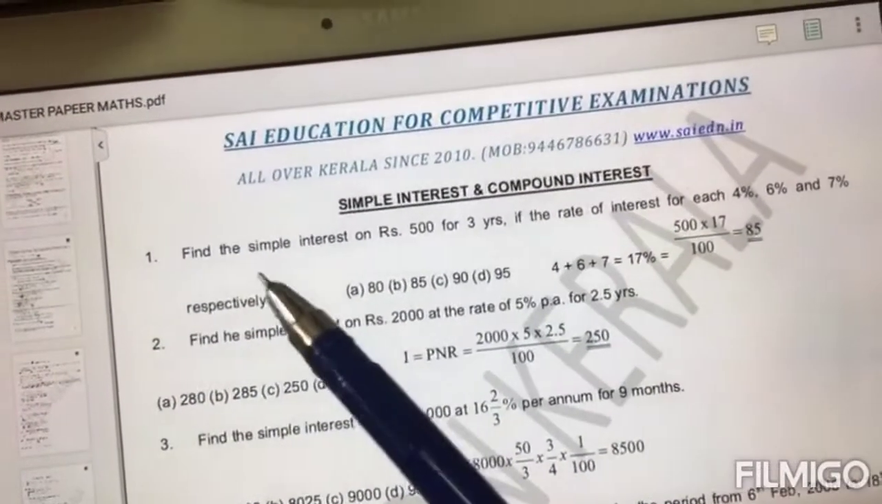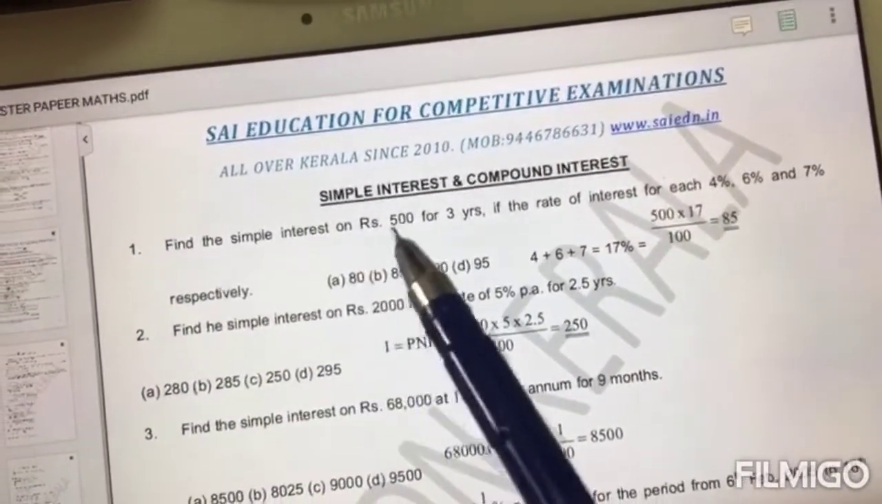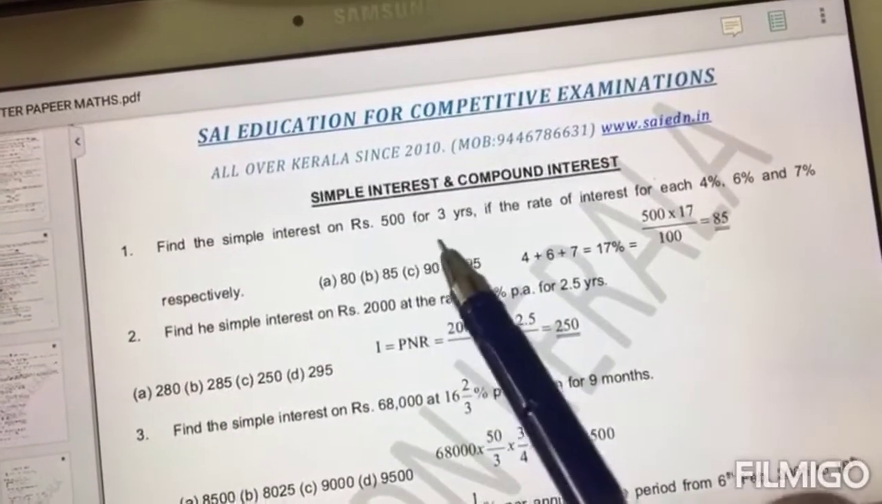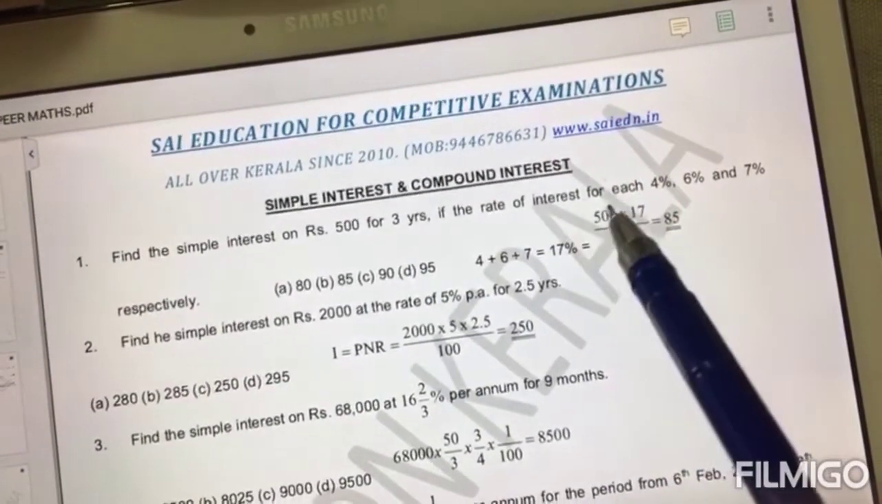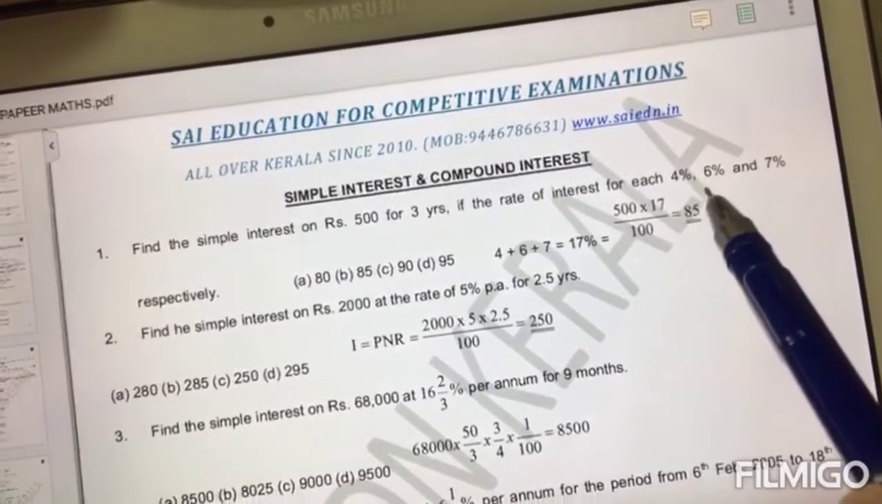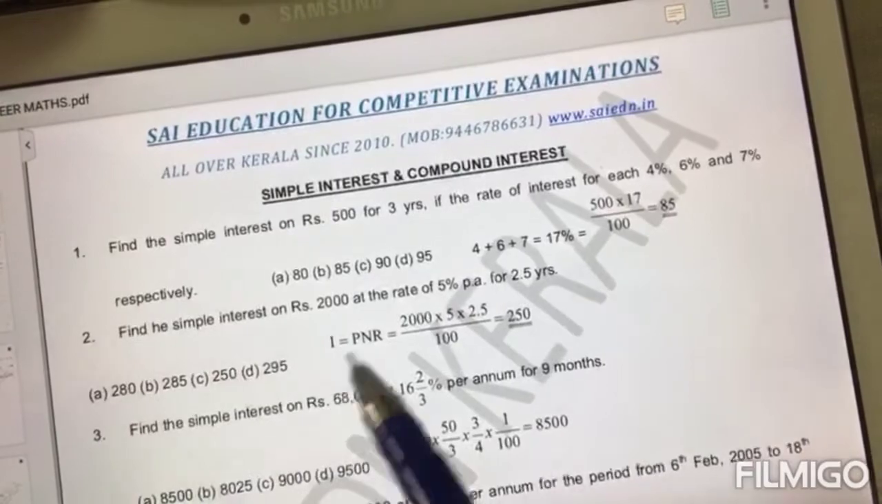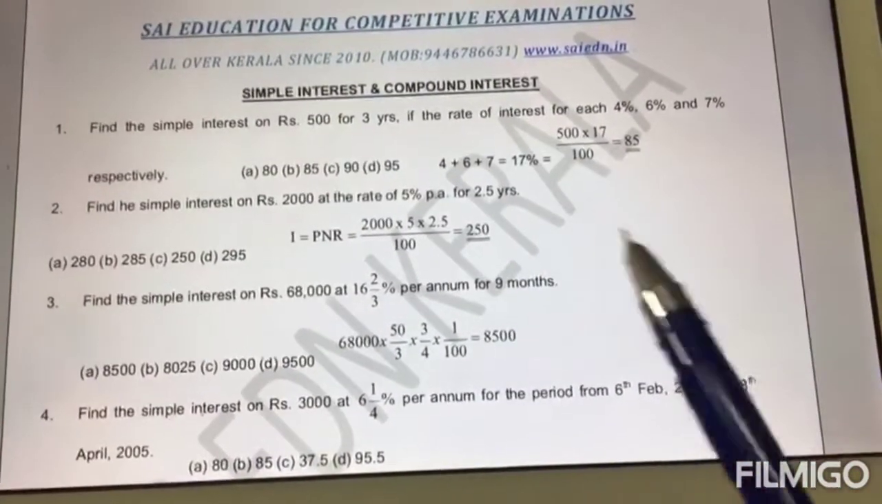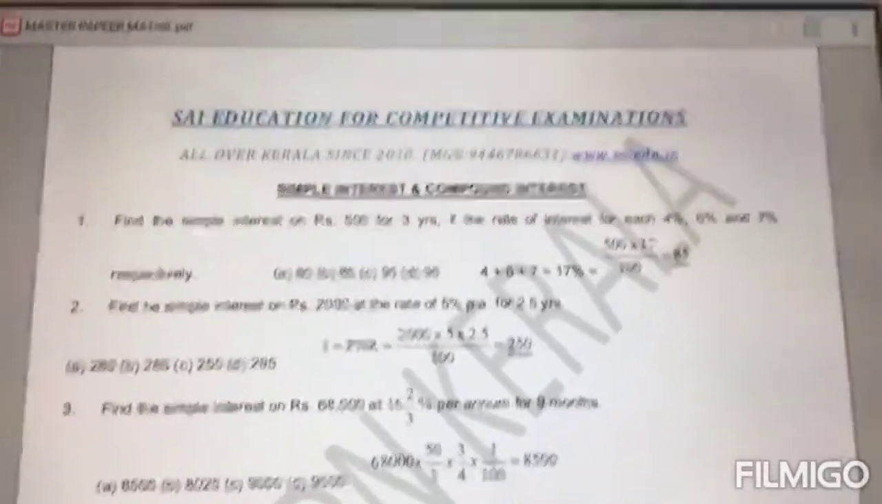Number 1. Find the simple interest on rupees 500 for 3 years, if the rate of interest for each year, there's a mistake here, is 4%, 6% and 7% respectively. So they have given a way of doing it. It is okay, but I prefer if we do it in a different way so that you can understand better.